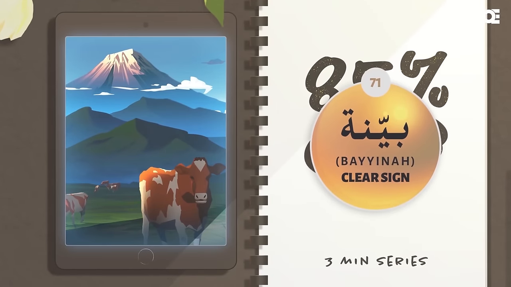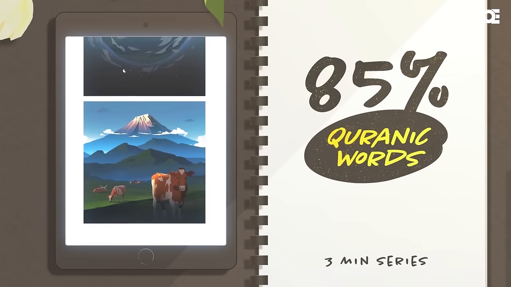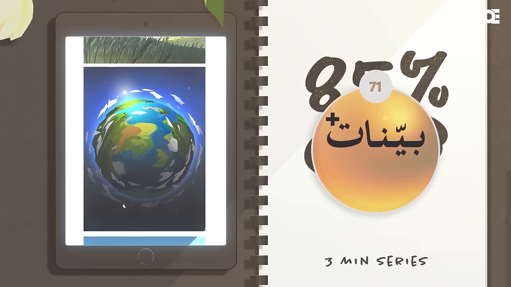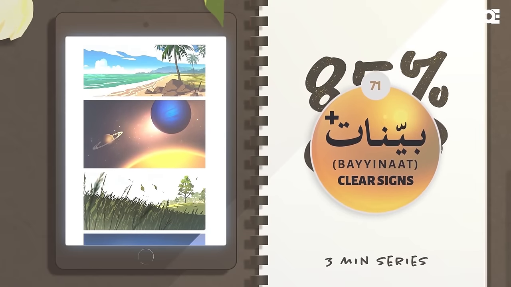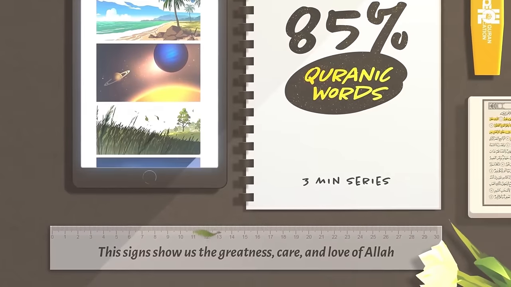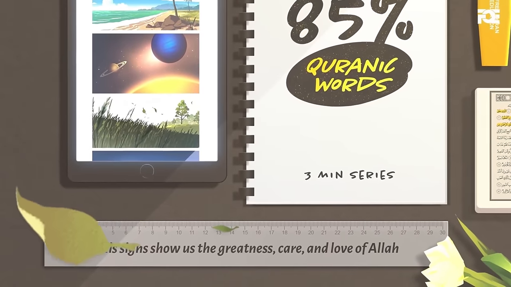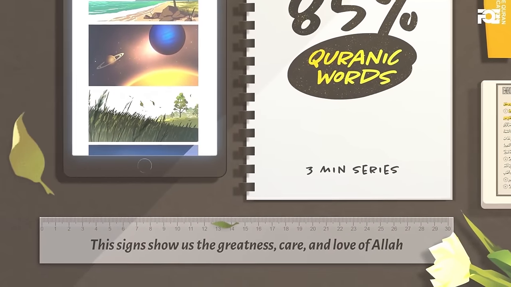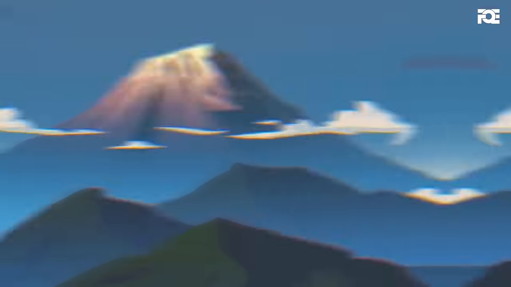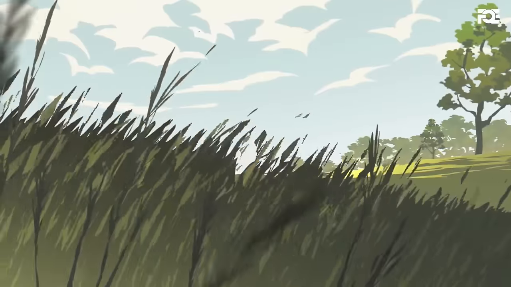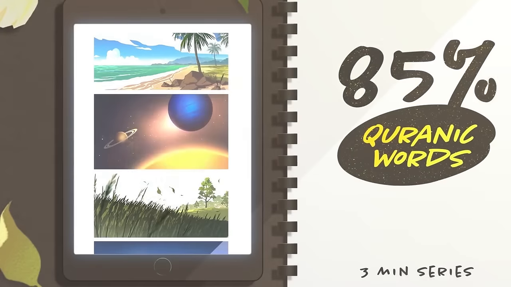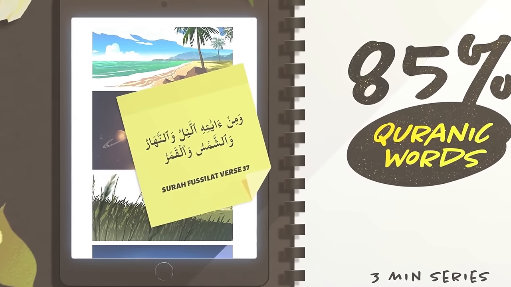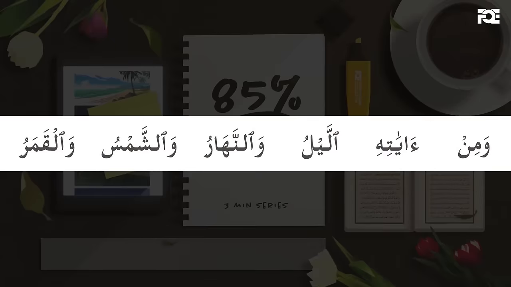Bayyina, clear sign. The world around us is full of bayyinat, clear signs. These signs show us the greatness, care, and love of Allah subhanahu wa ta'ala. Can you repeat the scene yourself using the Arabic words? If not, listen to it again. And can you translate this simple part of a verse?